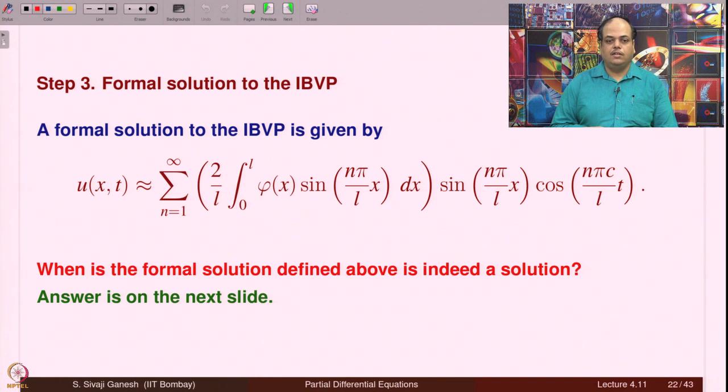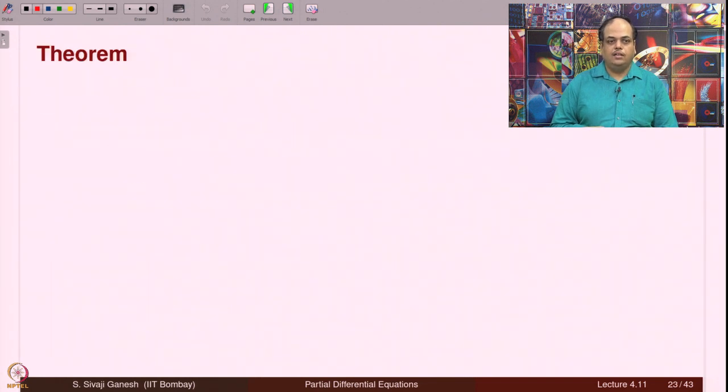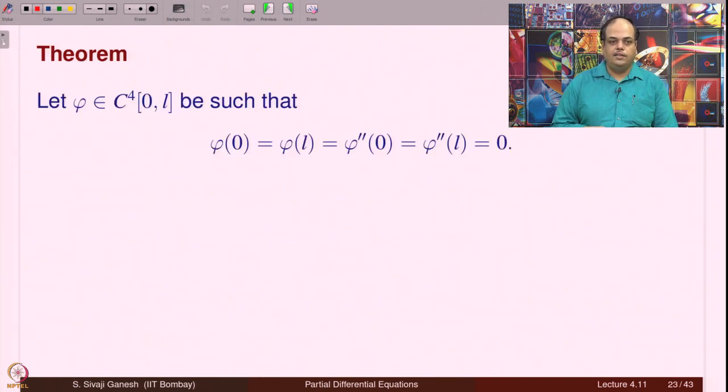We have an answer on the next slide. That is a theorem. Let phi be C 4, four times continuously differentiable, and be such that phi 0, phi L, phi double dash 0, phi double dash L, all of them are 0. Let psi be identically equal to 0. So, what we want is phi smooth. These are the compatibility conditions that we already encountered when we solved the same problem using first principles.